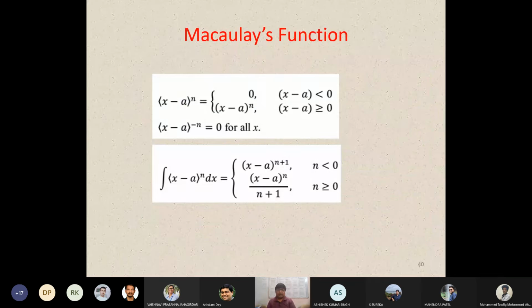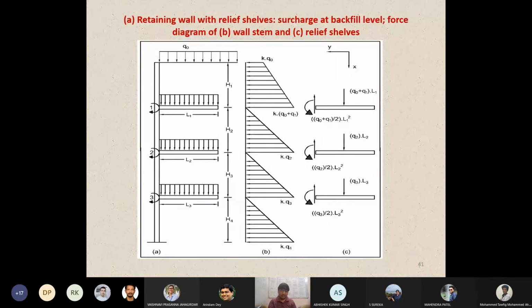So now one important thing is that in this particular case the earth pressure distribution is not continuous, because it is changing. So this is a discontinuous function. In order to make this discontinuous function into a simple mathematical expression, we have used this Macaulay's function. You must have studied it in class 11th standard.